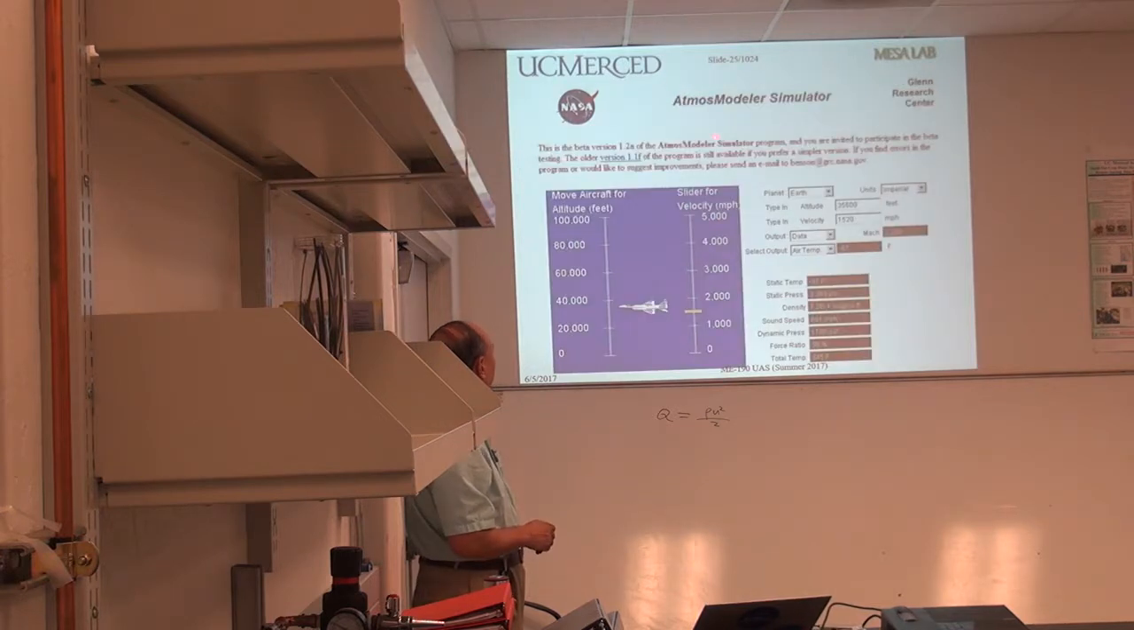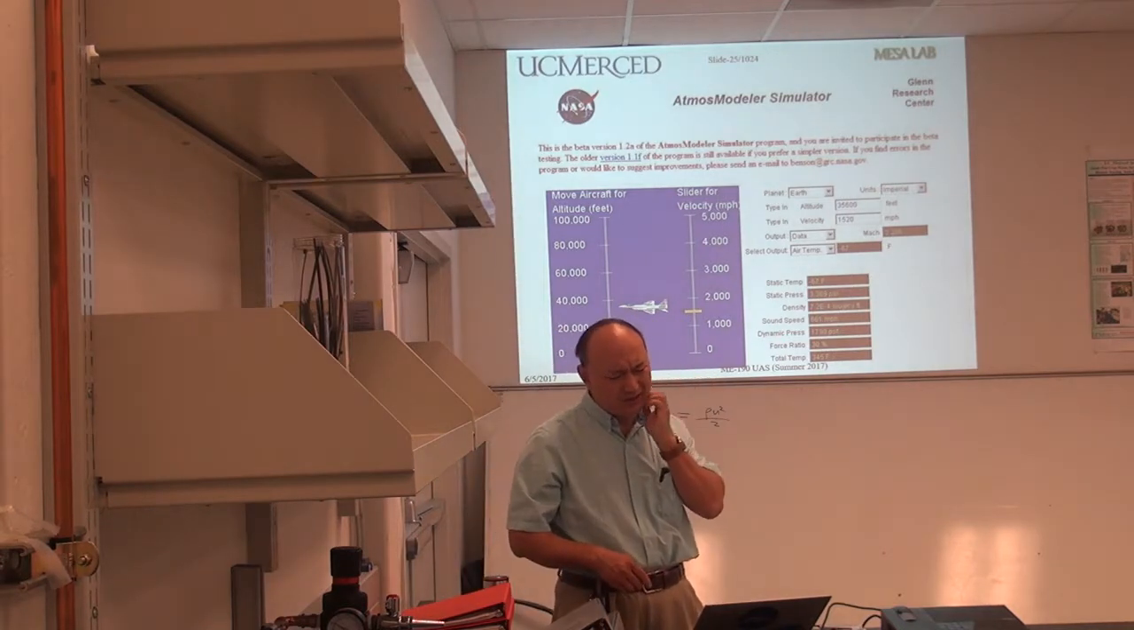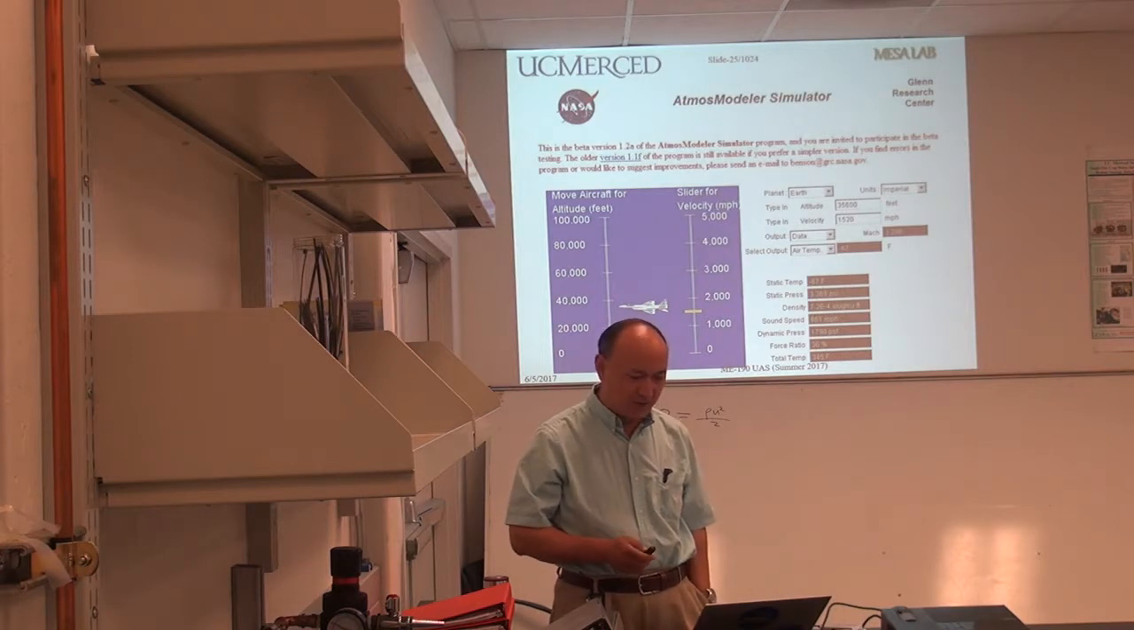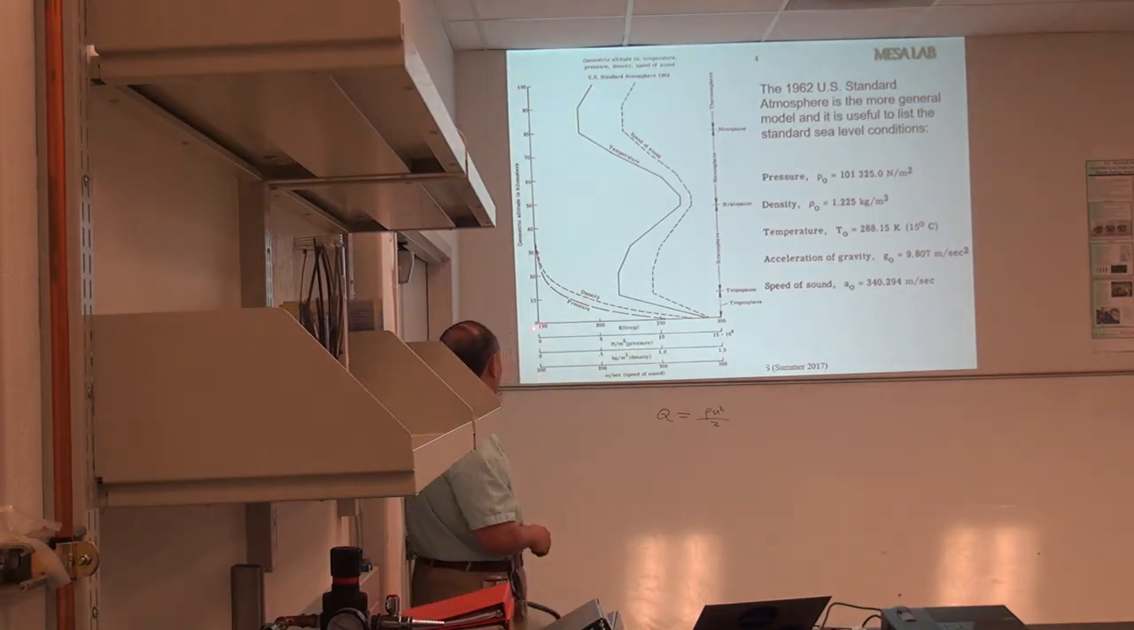So we are here. There is an online atmosphere model simulator website. You can check what your height is, slide it, and it will tell you the temperature and everything else. Here is temperature, here is pressure, here is density. The axes are like this, and here is the altitude, from ground to very high, in terms of km.